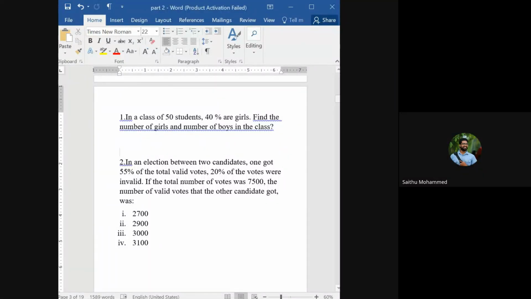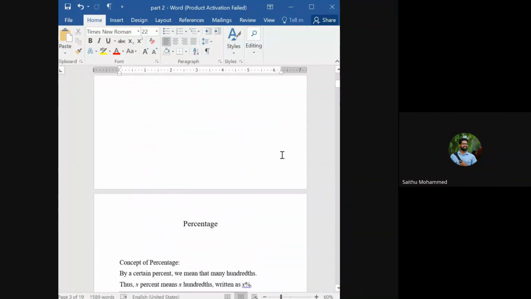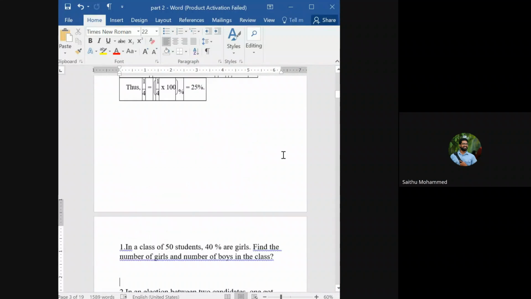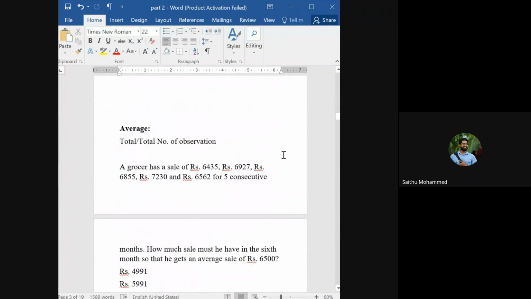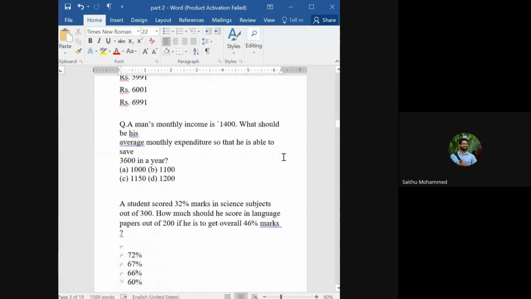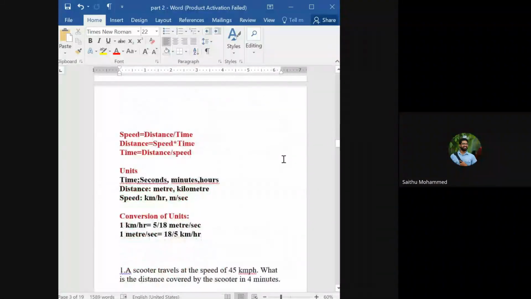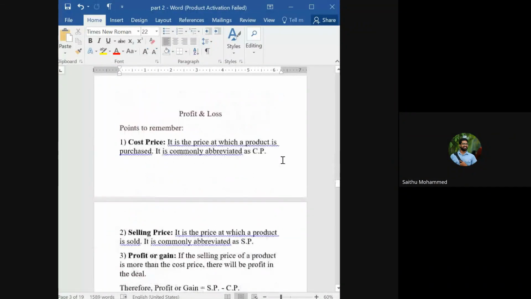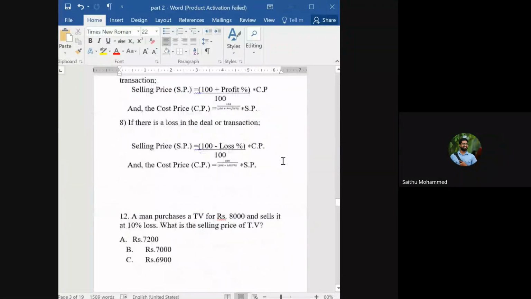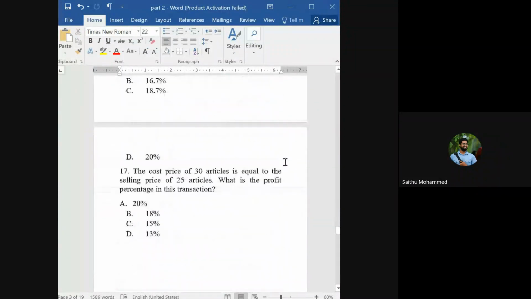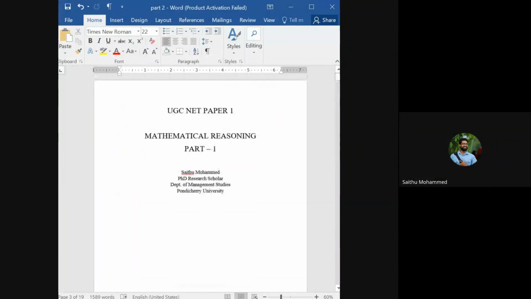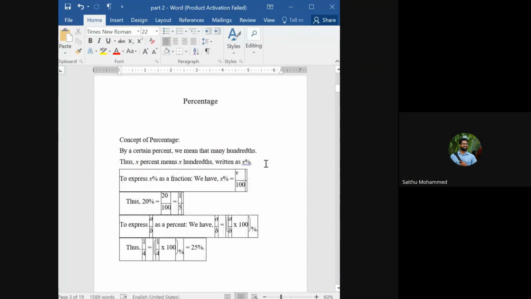The first one we are going to do is percentage. In mathematical reasoning we will be focusing on percentage, second average, and then speed, distance, and time, as well as profit and loss, simple interest, and compound interest. These are the main topics of the day. And after that we will definitely be discussing data interpretation.